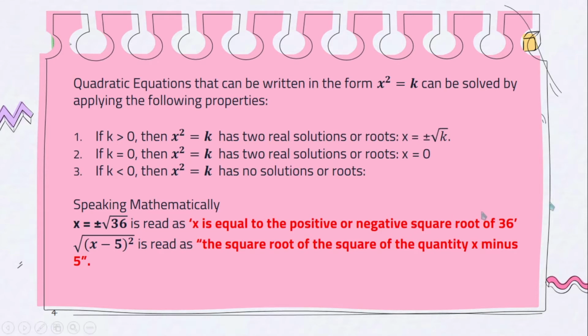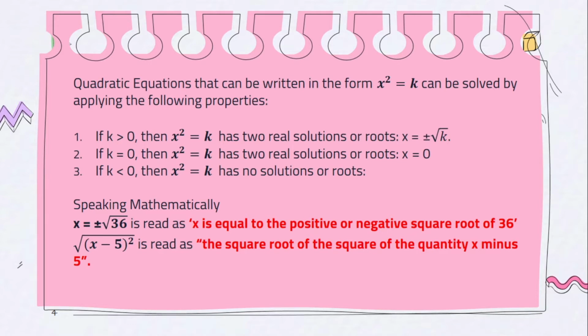Quadratic equations that can be written in the form of x squared is equal to k can be solved by applying the following properties. First, if k is greater than 0, then x squared is equal to k has two real solutions or roots, so we will have x is equal to the positive or negative square root of k.